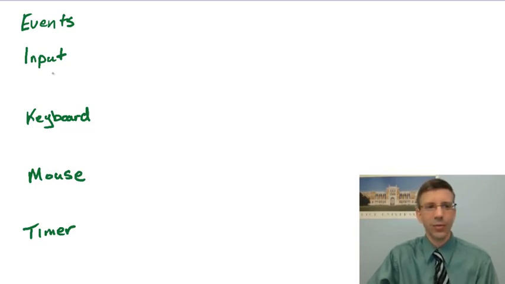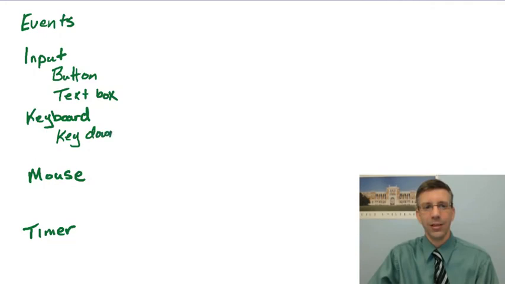And in these categories, there's actually some subcategories. The types of input events might be something like a button or a text box input, right? Types of keyboard events you might see are key down events or key up events when you release the key.